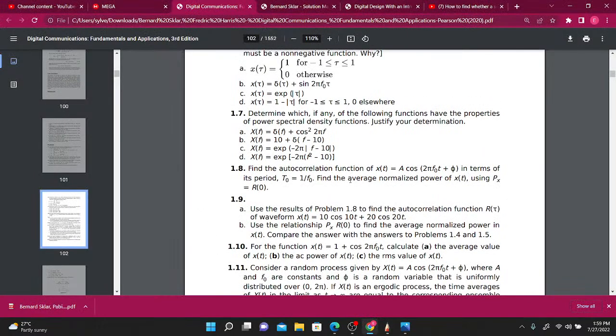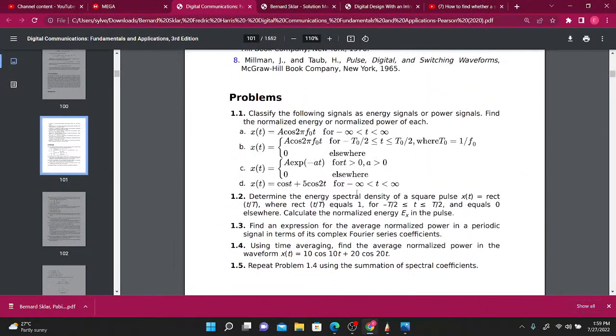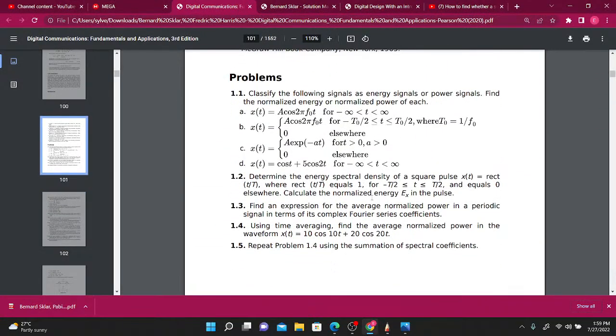So there's a question here. In that question, we are supposed to determine the energy spectral density of a square pulse x of t equal to rect of t over T. Let's see how to draw this. These are functions that we are not really familiar with. So let's see how they can be represented.